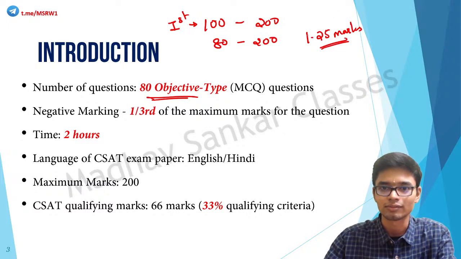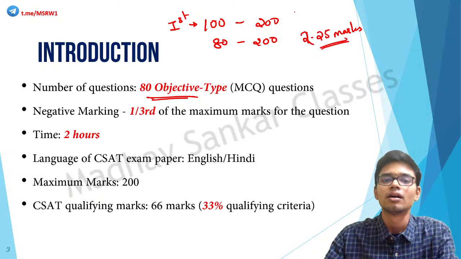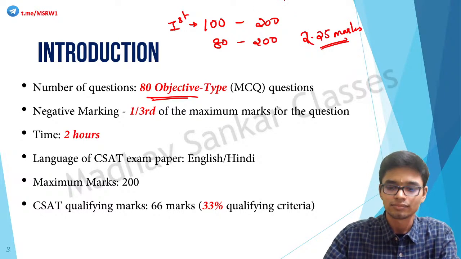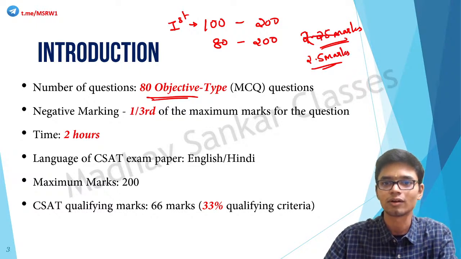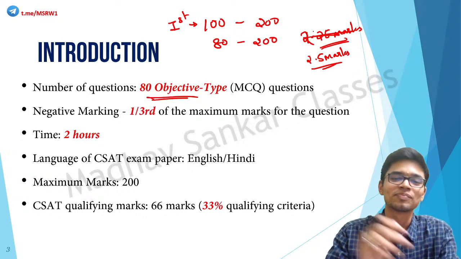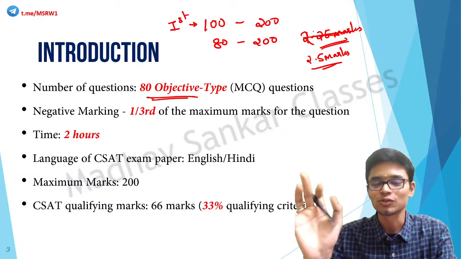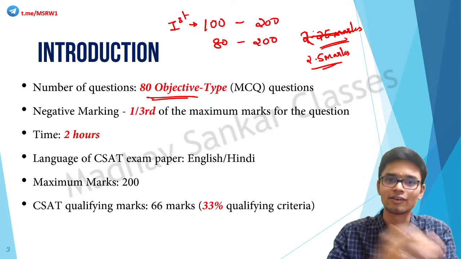Sorry, 2 points. Sorry. One second. 2.5 marks for each question. Sorry, wrong calculation. Anyway, in paper 1, each question carries 2 marks. In paper 2, it is 2.5 marks.